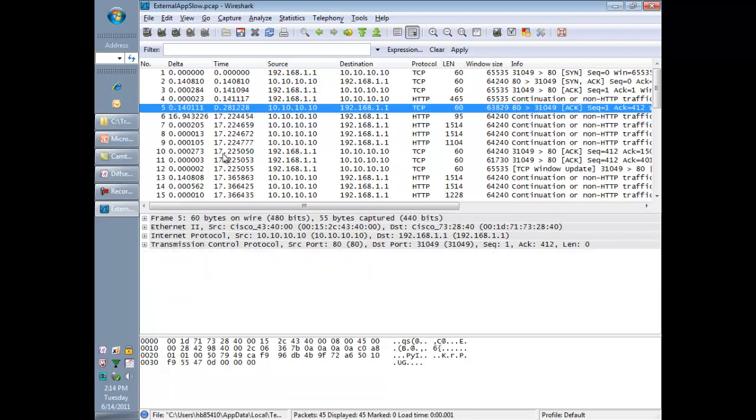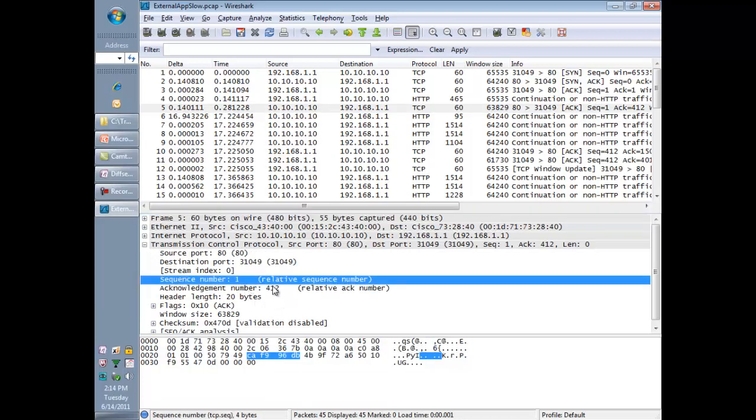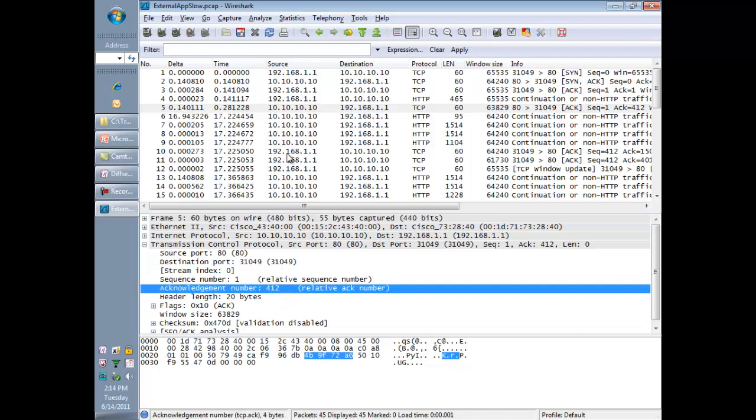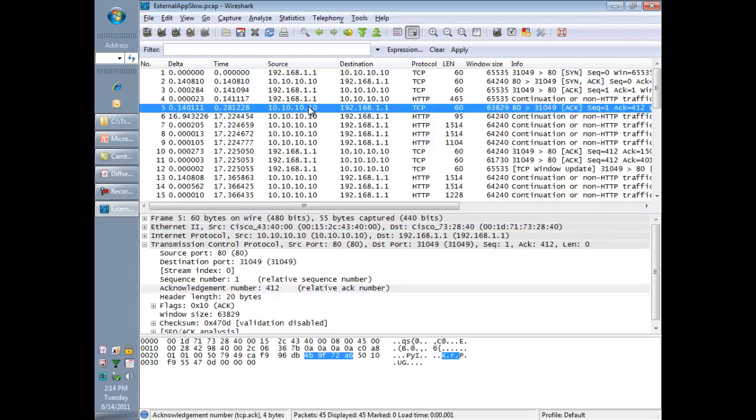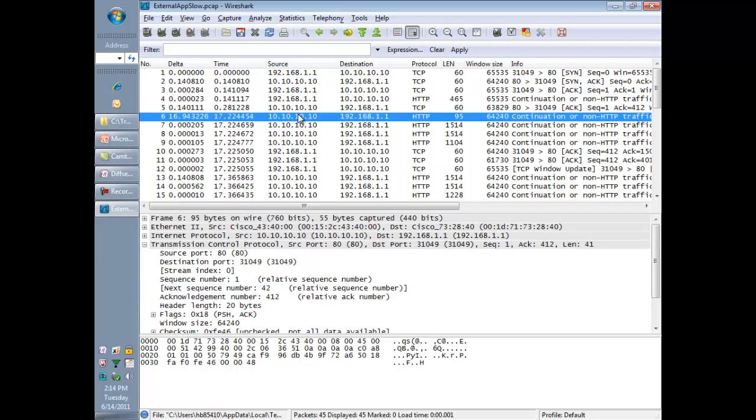Sorry, let me open up the other. Okay. So it says sequence number 1, acknowledgement 412. What does that tell us? Okay, 10.10 hasn't sent anything yet, right? I did, however, see 412 bytes from the other guy. And this is the first time I'm seeing a packet coming in.